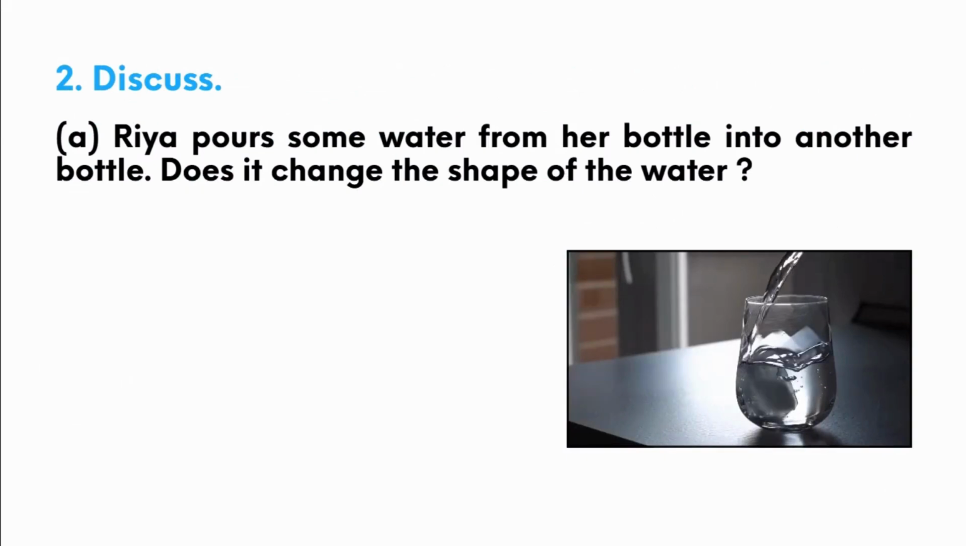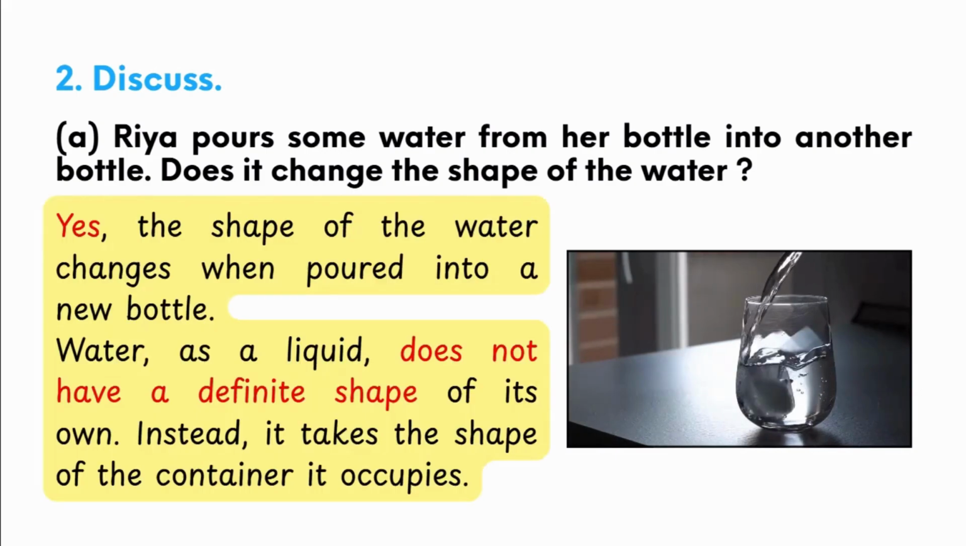Next question. Discuss. Ria pours some water from her bottle into another bottle. Does it change the shape of water? Yes. The shape of water changes when poured into a new bottle. Water as a liquid does not have a definite shape of its own. Instead, it takes the shape of the container it occupies. Means when we pour liquid in another container, the liquid gets the shape of that container.